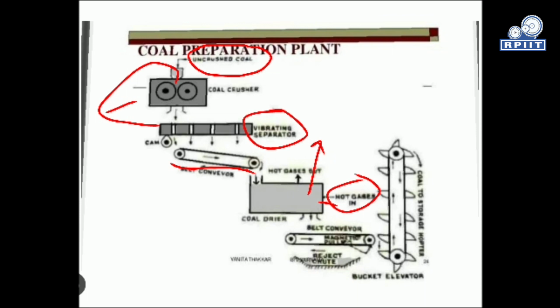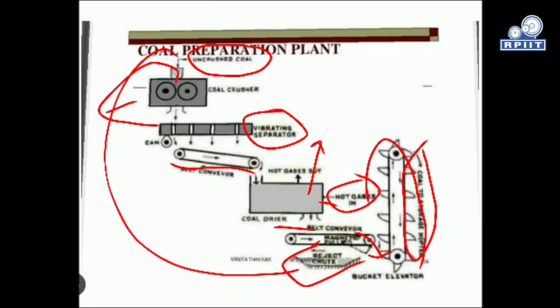And the dried coal we get over here. This dried coal we feed to our coal storage using these bucket elevators. So this dried coal will fall over there and be rotated in this pattern. The rejected material is collected over here in the bunker, and again it is recycled to our uncrushed coal system. So this is the total preview of our coal preparation plant, or coal handling plant.